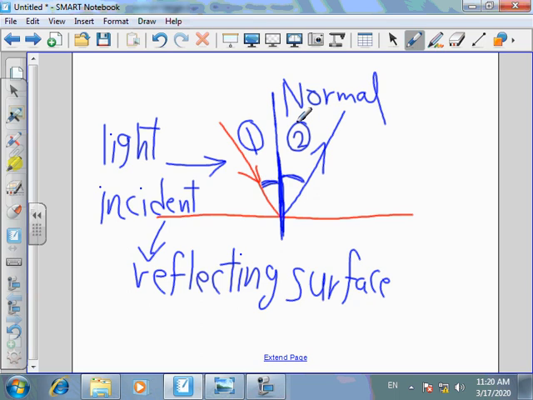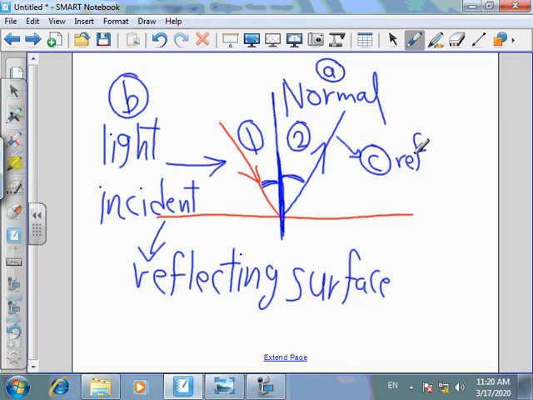Now, what would you like to know? First, part A is the straight line perpendicular on the reflecting surface. Number B is the incident light ray. Number C is the reflected light ray. What about 1 and 2? They are the angles. The angle between the incident light ray and the normal is called the angle of incidence. The angle between the reflected light ray and the normal is called the angle of reflection.